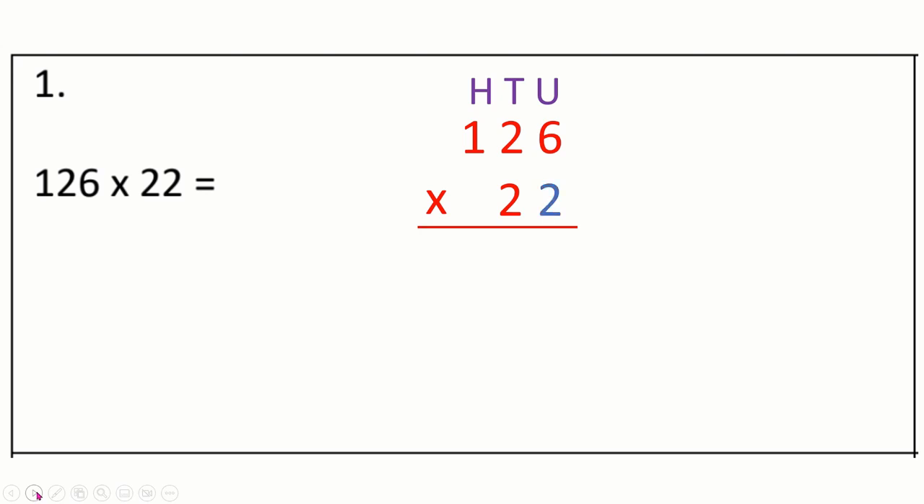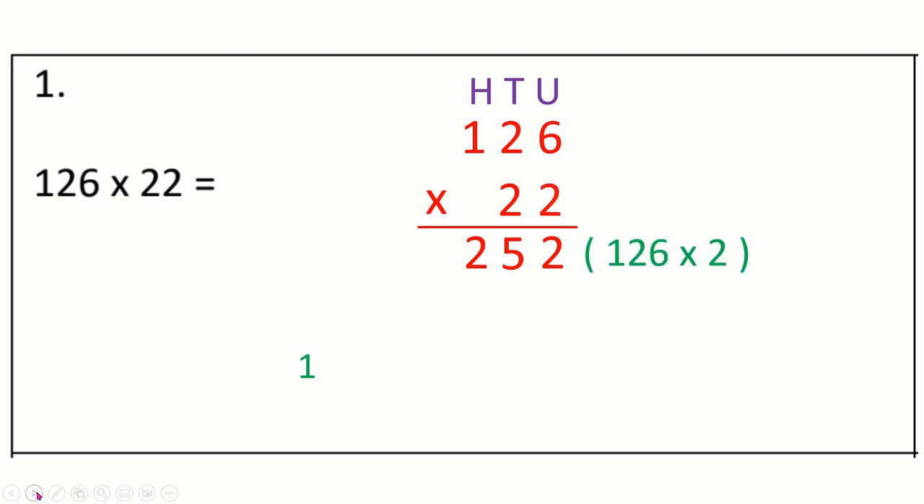Let's first multiply 126 by 2, and it is just a 2 because it's in the units column. 6 times 2 is 12. Put down the 2, carry the 1. 2 times 2 is 4, plus the 1 you're carrying is 5. 1 times 2 is 2. That's the answer to 126 times 2.